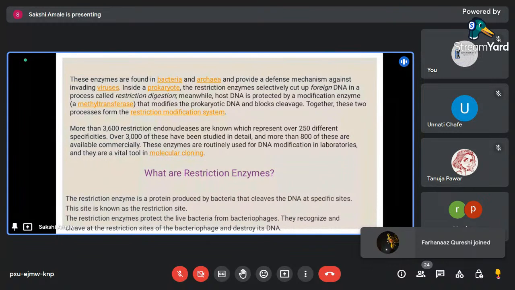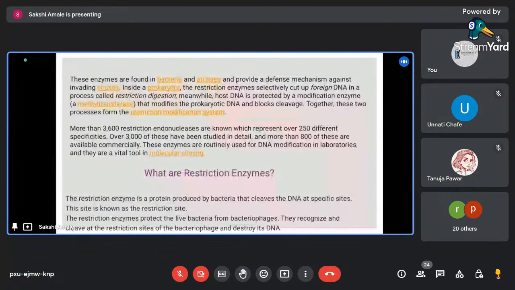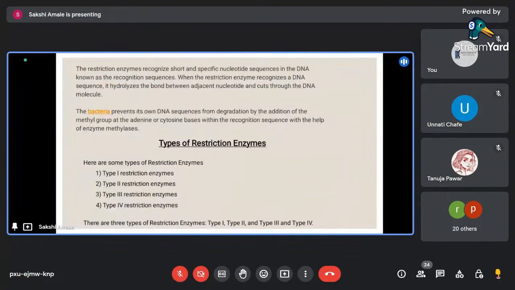So, what are restriction enzymes? These enzymes are proteins produced by bacteria that cleave the DNA at specific sites, also known as restriction sites. The restriction enzyme protects the bacteria from bacteriophage, and they recognize and cleave at the restriction sites of the bacteriophage and destroy its DNA.